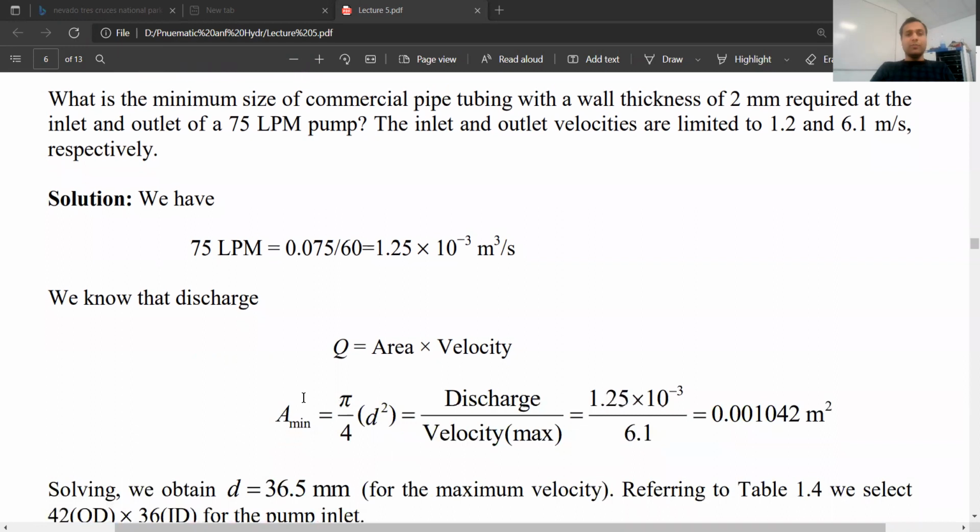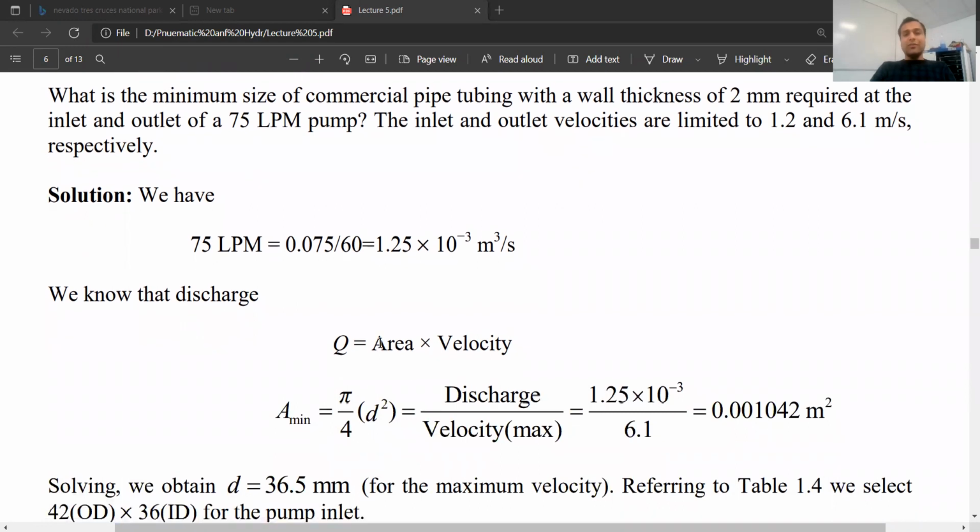First we need to rearrange that to find the area. Area equals Q divided by the velocity, discharge divided by velocity. Discharge, 75 LPM, I already converted into 1.25 times 10 to the minus 3. So I got the discharge. For velocity, I want to find the minimum area, so this is the minimum area. To find the minimum area, I need to use the maximum velocity. And that will give me an answer.